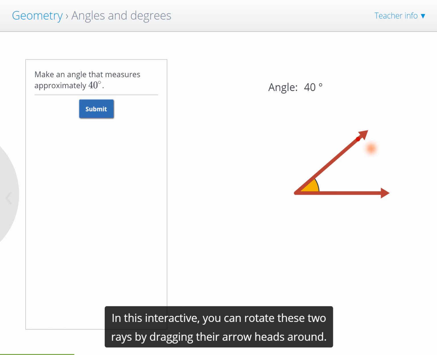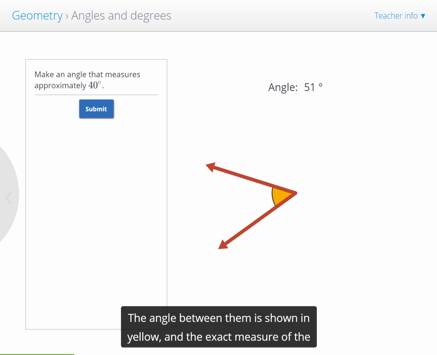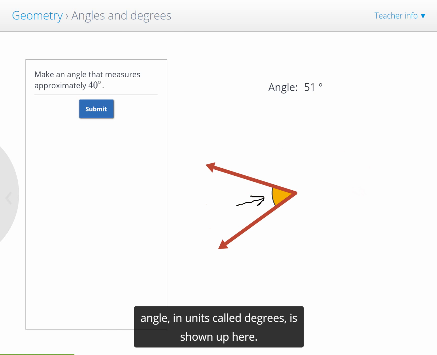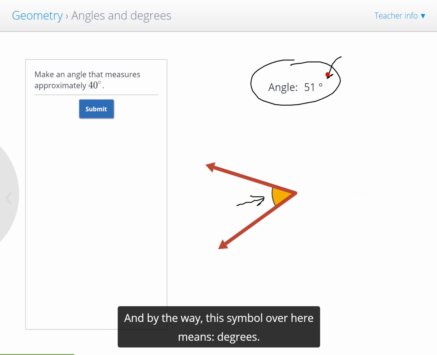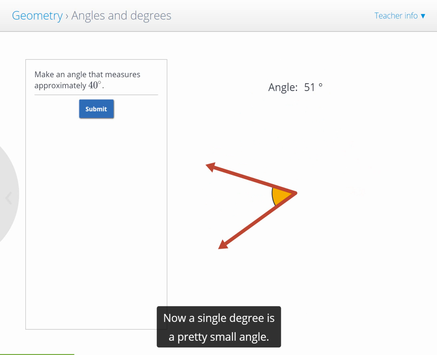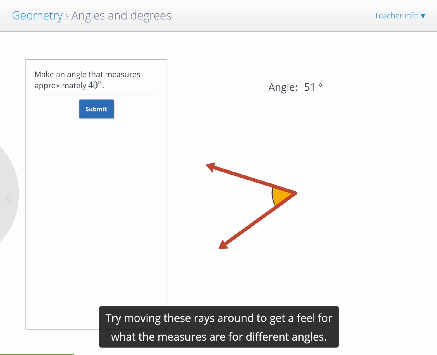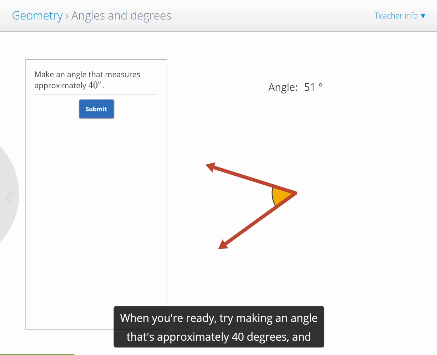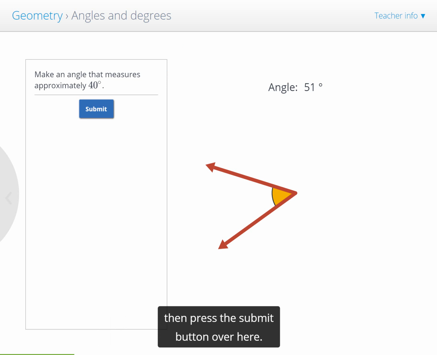In this interactive, you can rotate these two rays by dragging their arrowheads around. The angle between them is shown in yellow, and the exact measure of the angle, in units called degrees, is shown up here. And by the way, this symbol over here means degrees. Now a single degree is a pretty small angle. Try moving these rays around to get a feel for what the measures are for different angles. When you're ready, try making an angle that's approximately 40 degrees, and then press the Submit button over here.